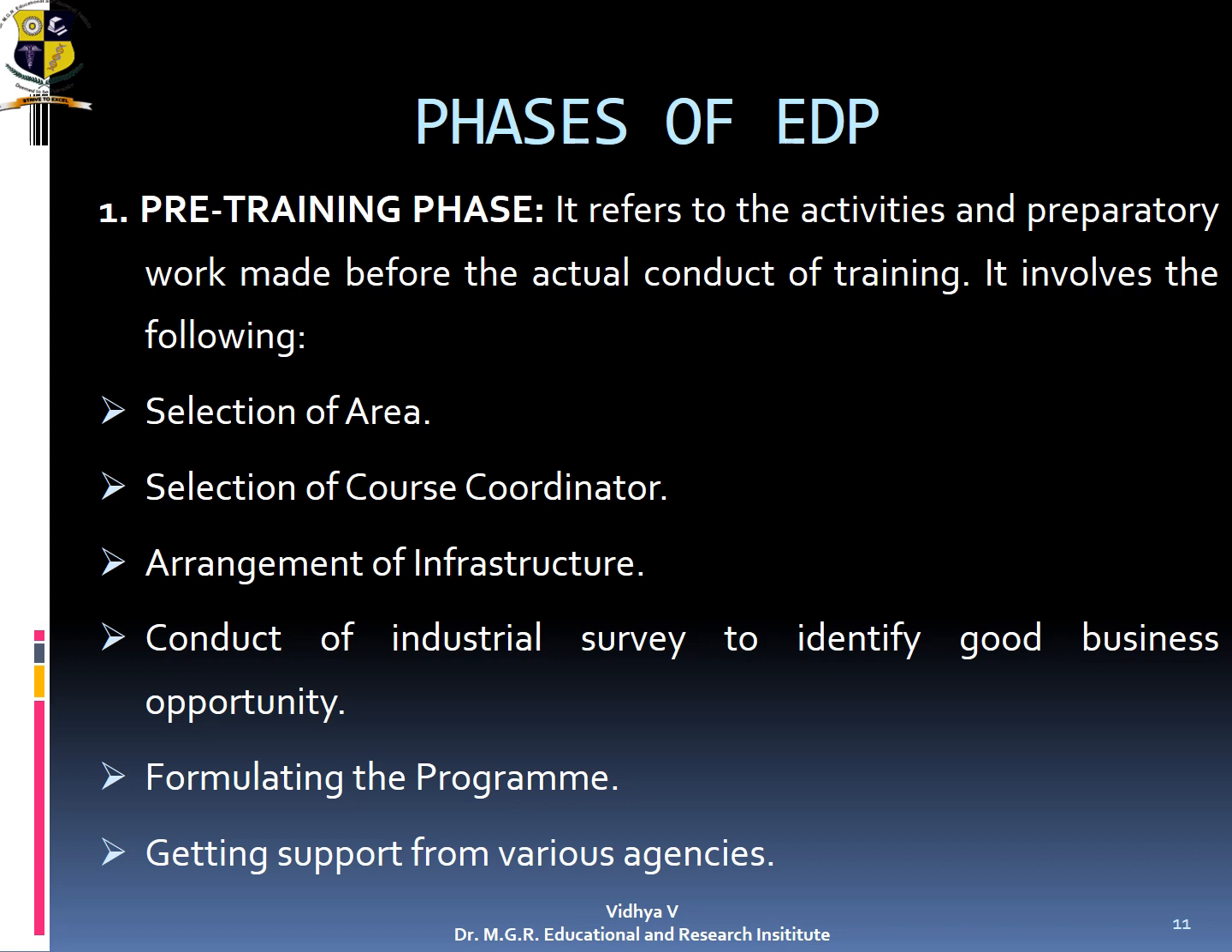So, it involves the following activities: selection of area, selection of course coordinator or trainer, arrangement of infrastructure, conduct of industrial survey to identify good business opportunity in that area, formulating the program. Formulating means printing the entry forms, distribution of entry forms, analyzing the syllabus, arranging guest faculties, and so on, and getting support from various agencies.